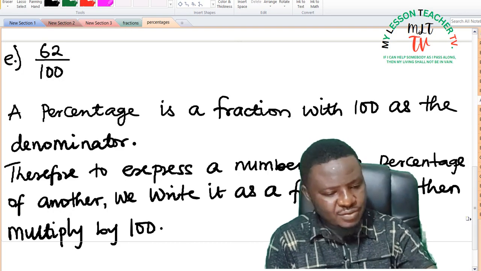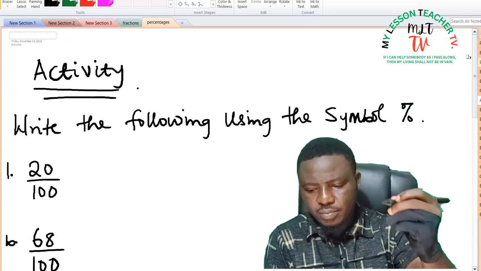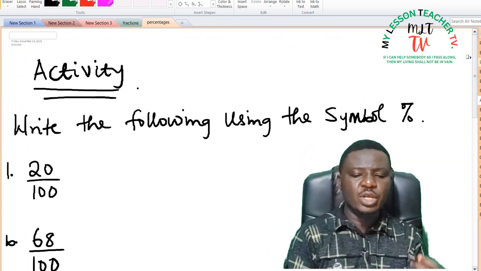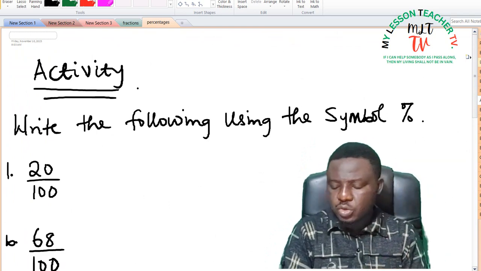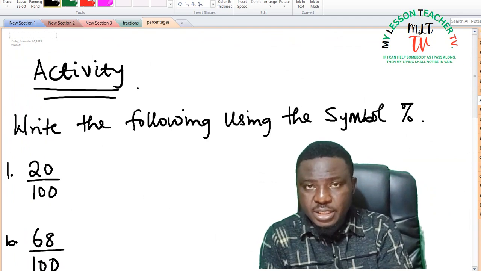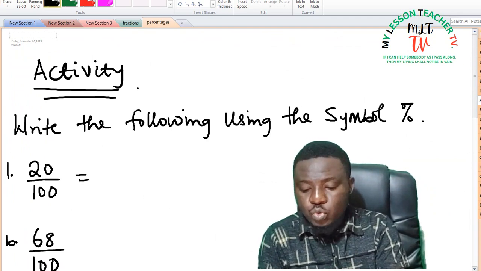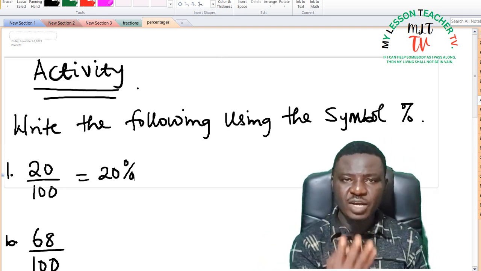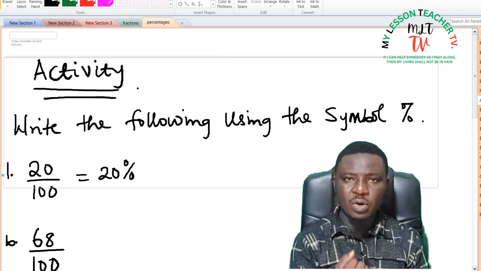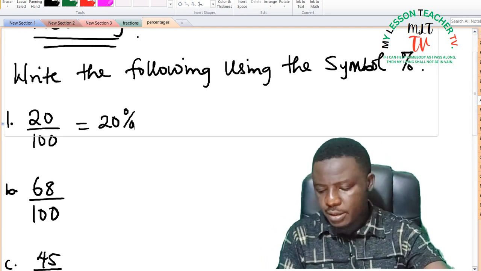Let's do more activity. We should write the following using the symbol percentage. So 20 over 100 is equal to 20%. Remember, just like I said, a percentage is a fraction whose denominator is 100.